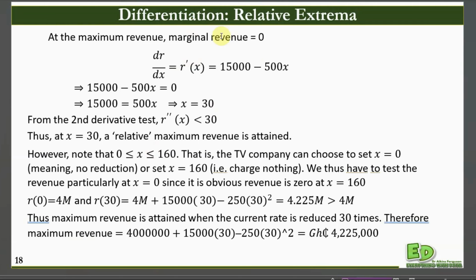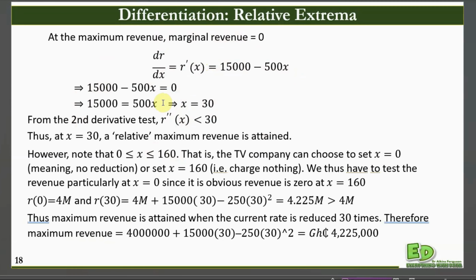The function that we have here, that is saying that the differential is 15,000 minus 500x, equated to 0, we'll have our x to be 30. It means that if the rate is being reduced 30 times, we'll achieve what? The highest revenue, or the maximum revenue. But how are we sure about this? Because the company can also make the subscription free, right?